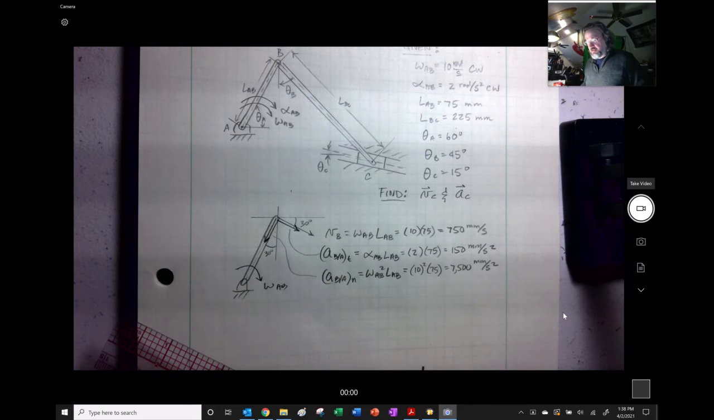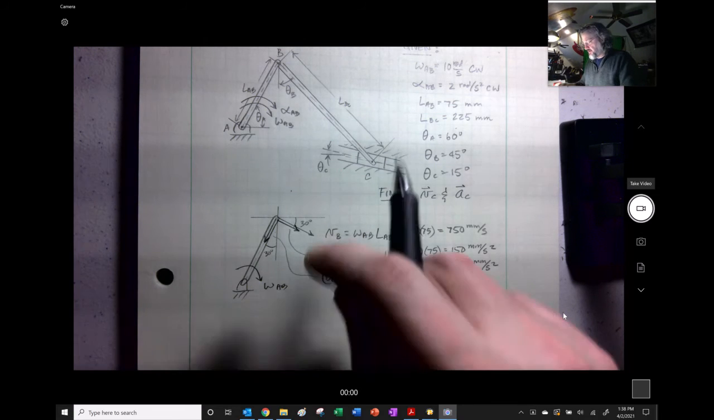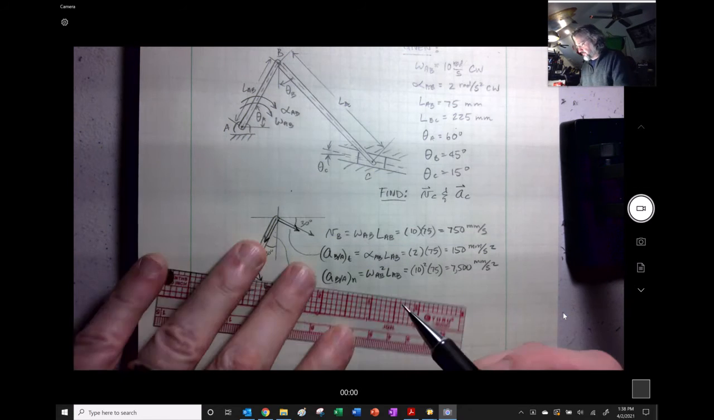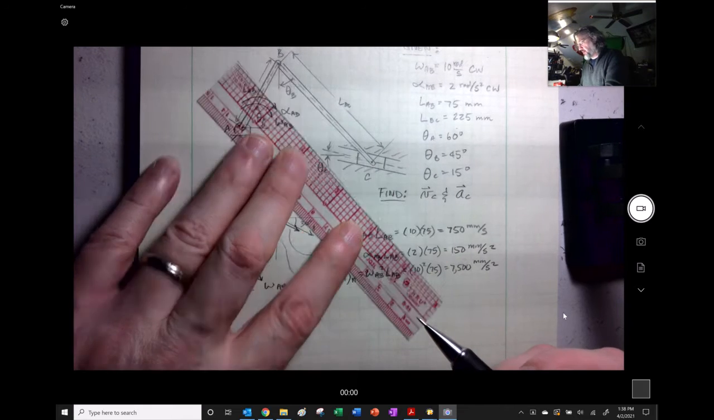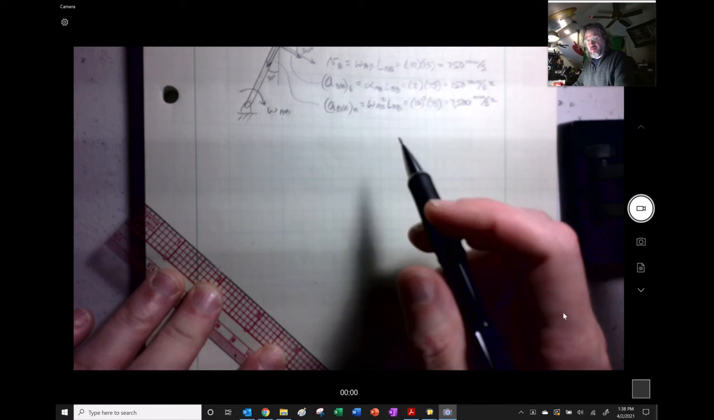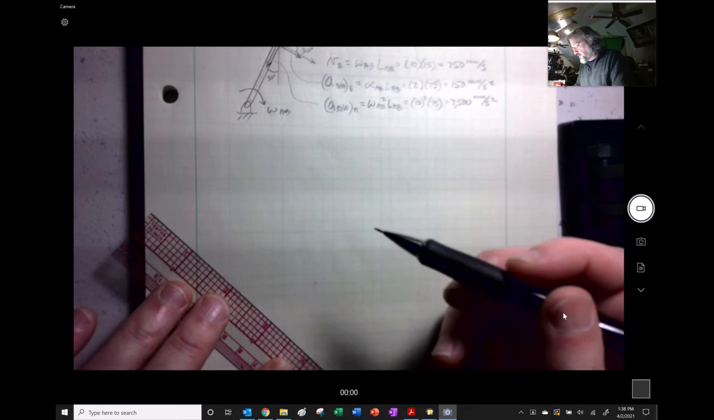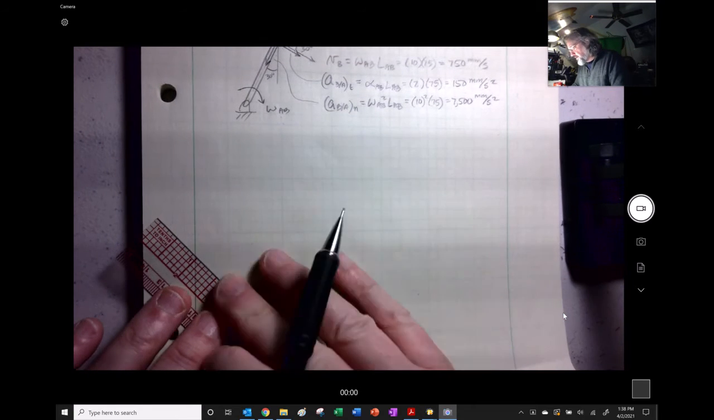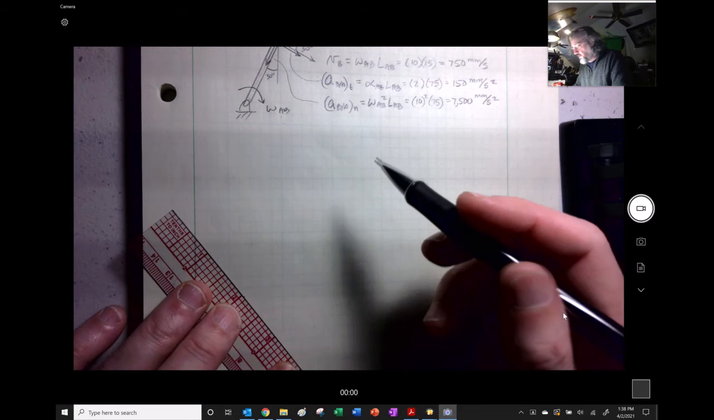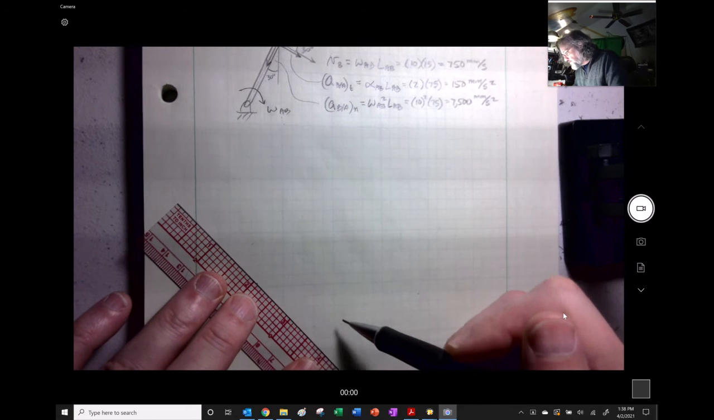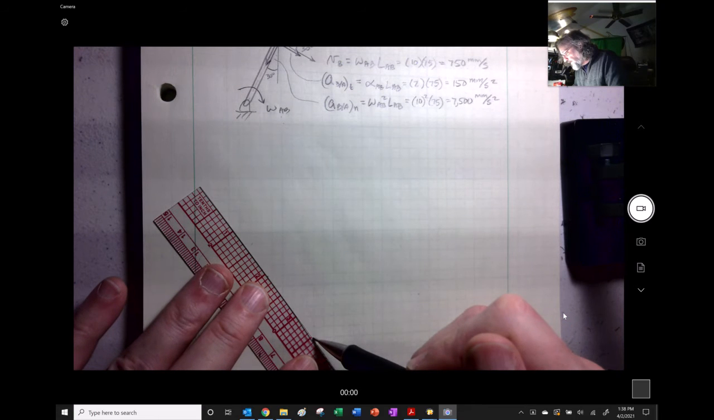I'm going to do it with ICR, do my velocity analysis of this link, BC. And I'm going to make a good drawing of the thing down here. It's at a 45-degree angle, so I could actually use my grid to try to get a better 45 right in there, right?